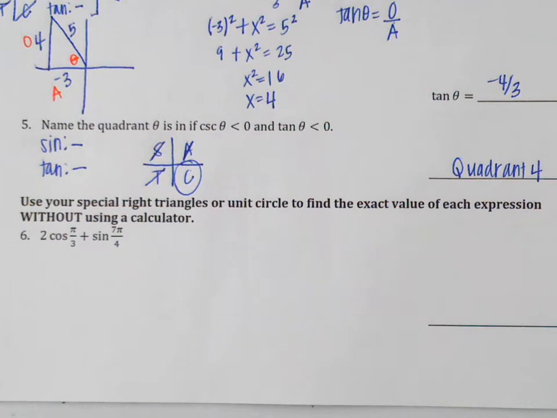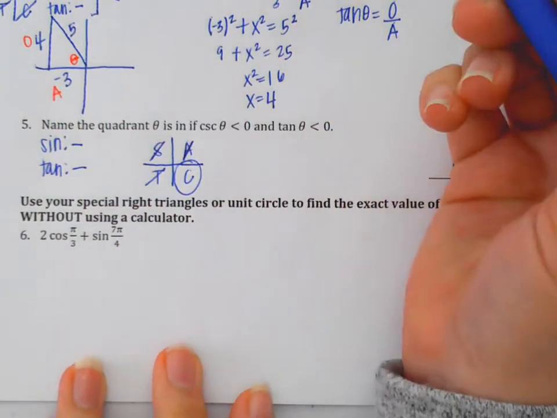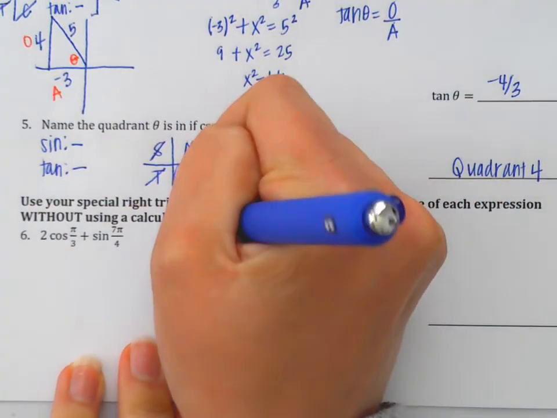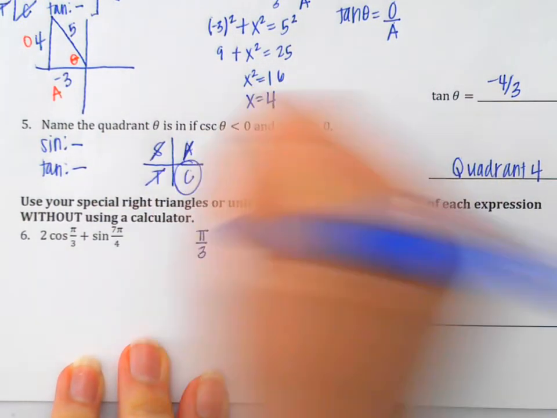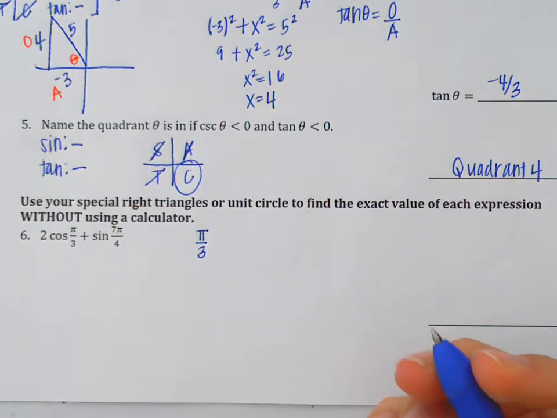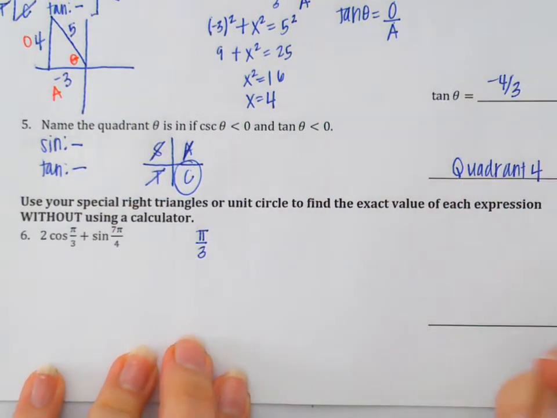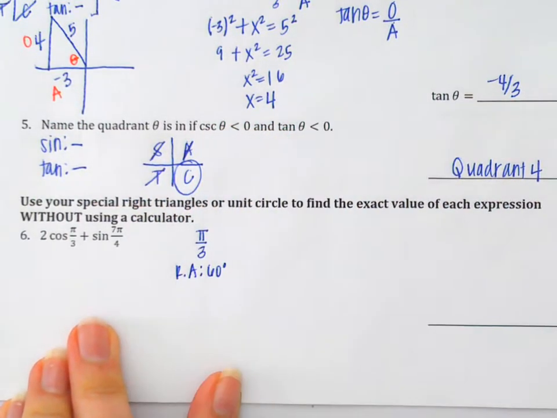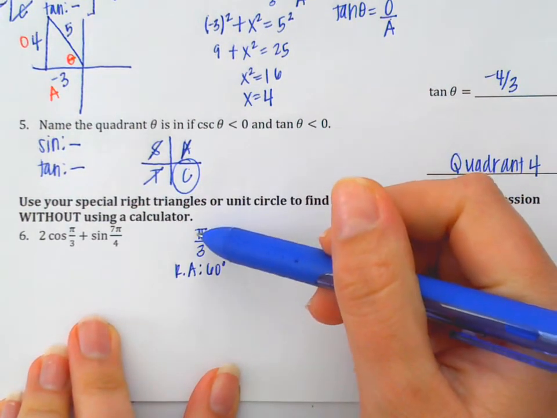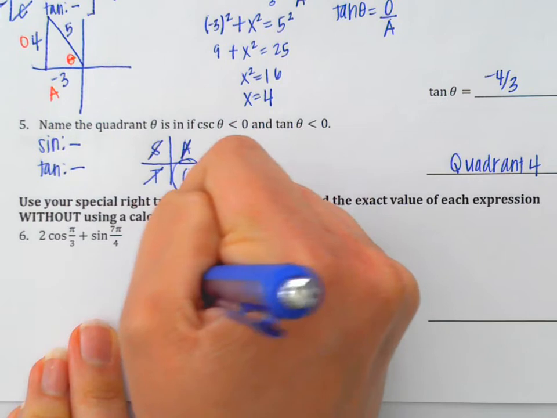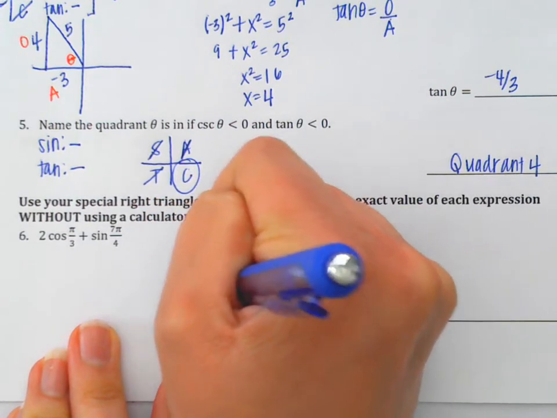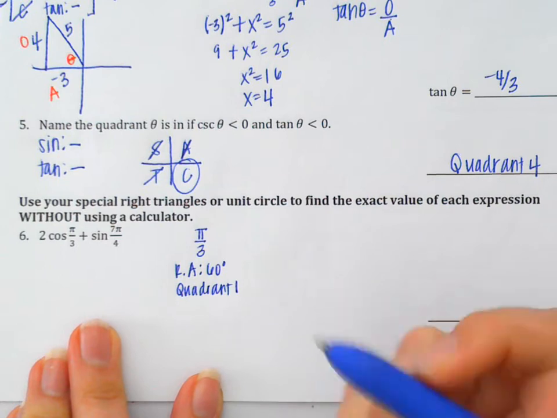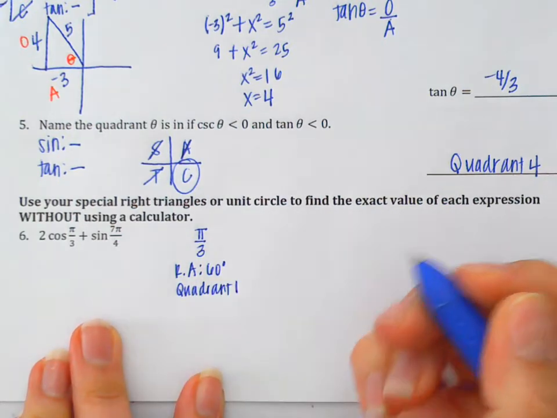It says 2 cosine pi over 3 plus sine 7 pi over 4. First thing I like to do is think about where pi over 3 is and what its reference angle is. Pi over 3, that reference angle we know just by looking at the denominator is 60 degrees. I know my patterns. If it's a 1 on top, that means it's in quadrant 1, and in quadrant 1 cosine is positive.